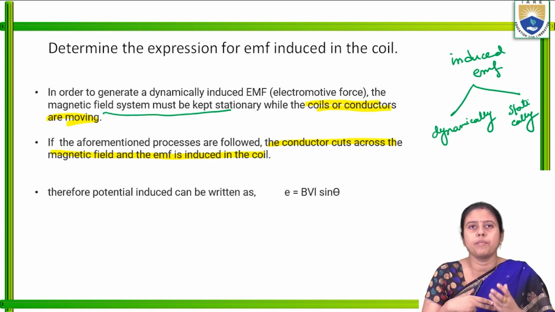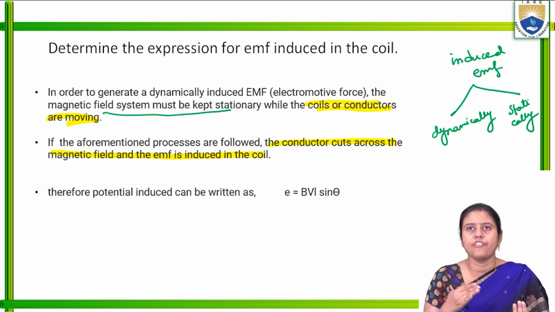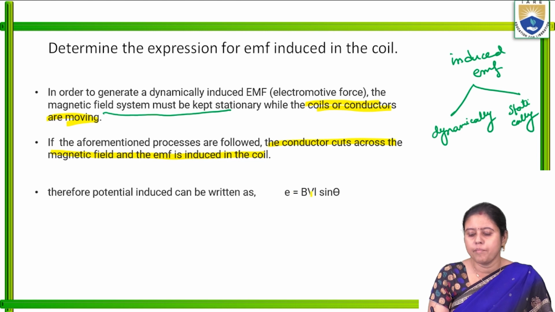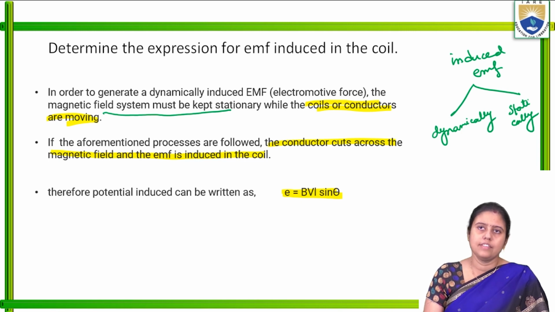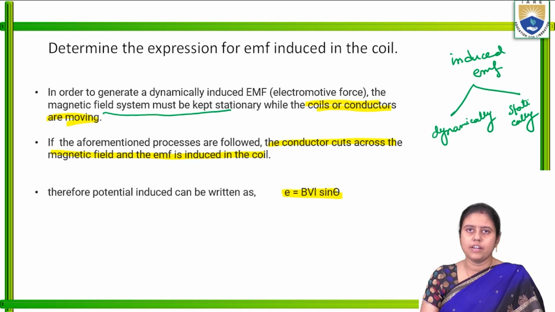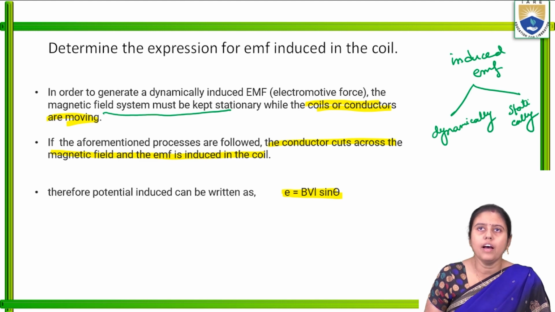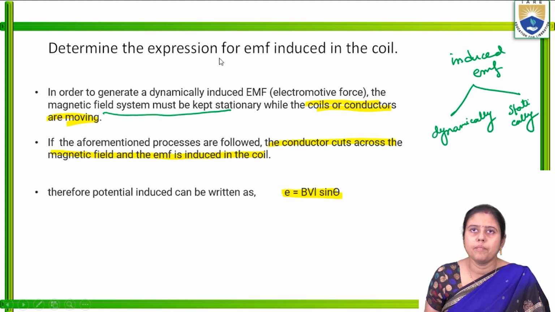So the coil is rotating means there is a rate of change of flux, and as per Faraday's law, the EMF will be induced. Therefore, the EMF can be written as B V L sin theta. What is B? B is the flux density, V is the velocity, and L is the length of the coil. So we can determine the expression of the induced EMF.